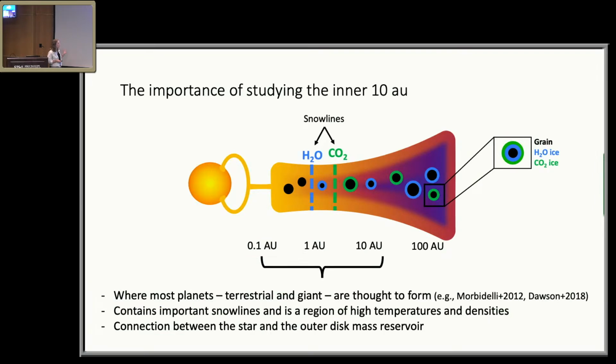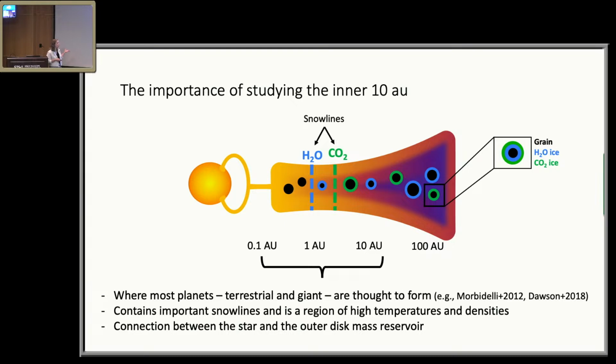So I'm really going to focus on the inner 10 AU. This is a really important region of the disk. This is the region where we expect that most planets, terrestrial and gas giant, are going to form. So we really want to understand the conditions in the inner 10 AU to understand the planets that we're getting out at the end. This region also contains important snow lines, including those from water and CO2. So these are the locations in the disk where it's hot enough for the ices to come off those dust grains and sublimate into the gas phase.